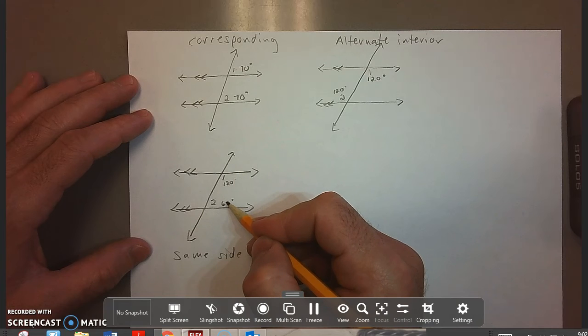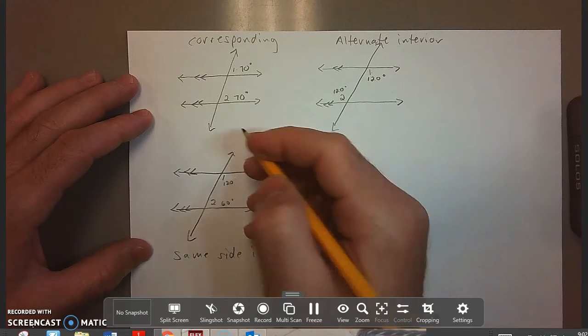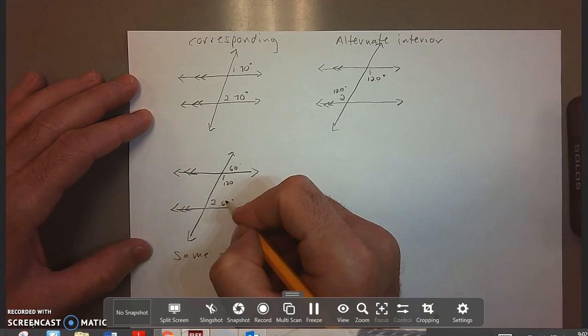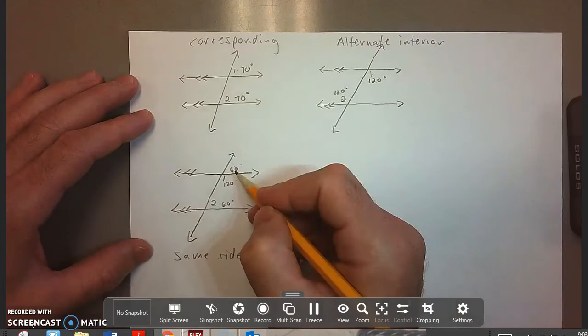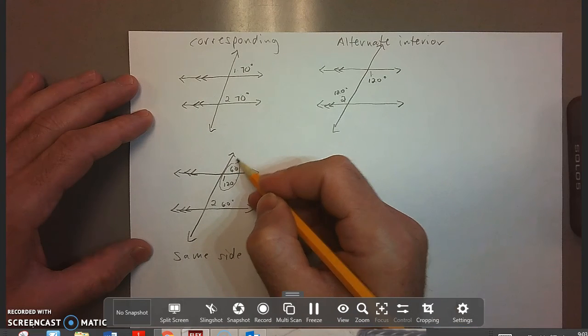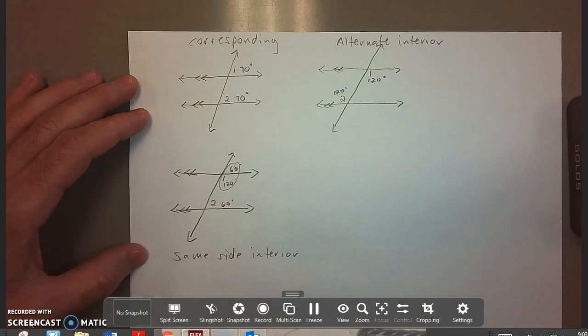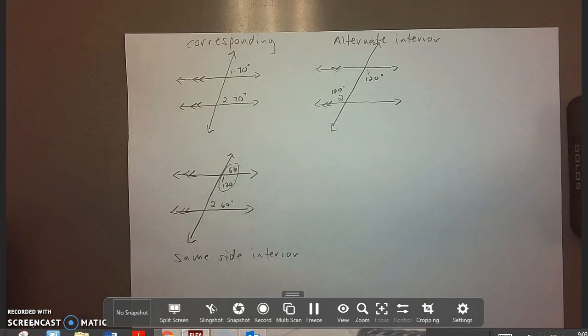Another way to think of this one: if I translated this angle up and put it here, because they're corresponding and they're equal, look what we have here. We have a straight angle pair and they add up to 180. So same side interior angles are supplementary.